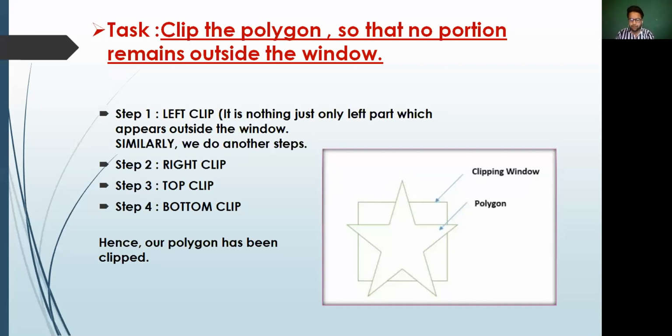Top clip is the same as that. We are going to remove the top part of the window. In the bottom clip, we are going to remove the bottom part of the window. After doing all the clipping, we can say that a polygon has been clipped like this.